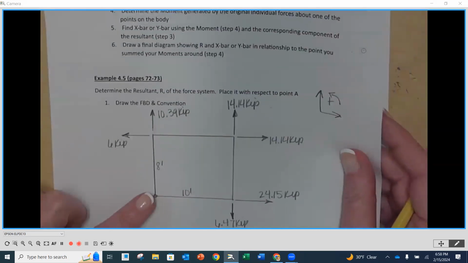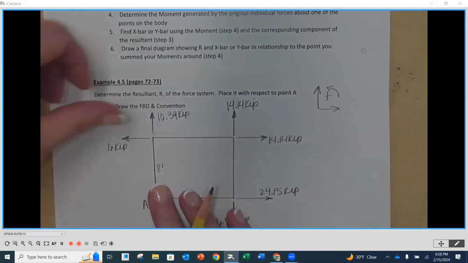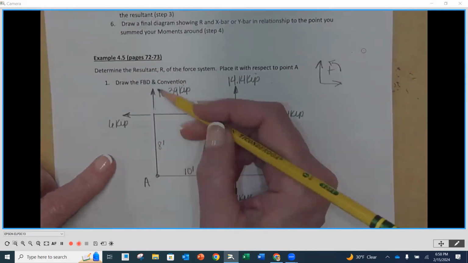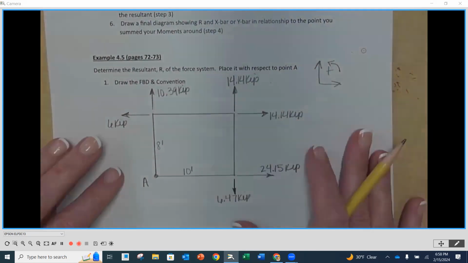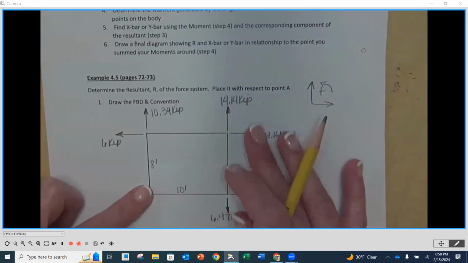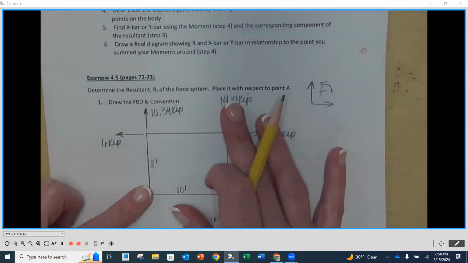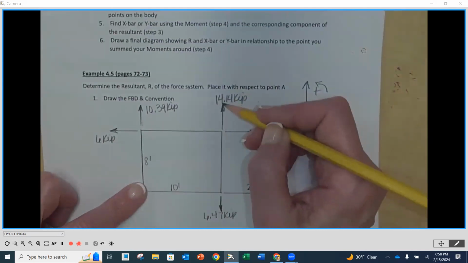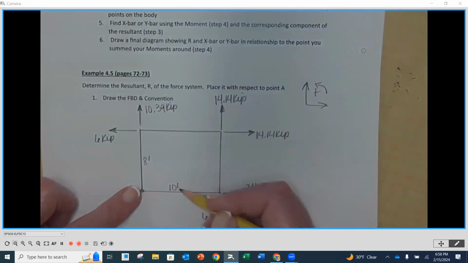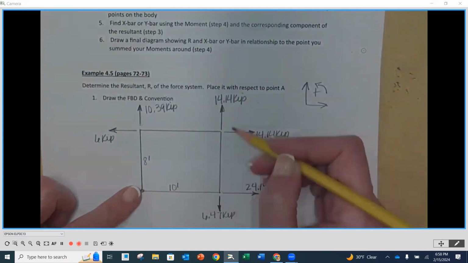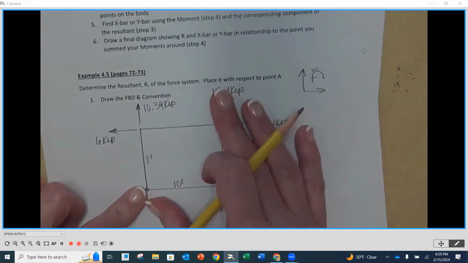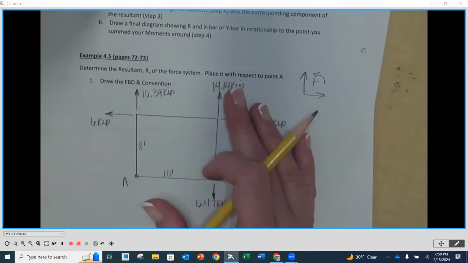Our next one is going to be the 10.39. If we pull in that direction, it doesn't cause rotation because it's going through the point. So we're going to go over to the next corner, 14.14. It's going to cause rotation. If we pull it back along its line of action, its perpendicular distance is going to be 10. So 14.14 kips times 10 feet, and it's going to rotate positive.